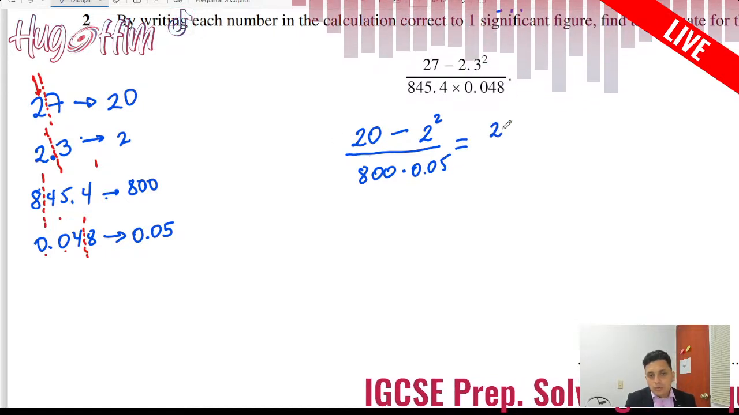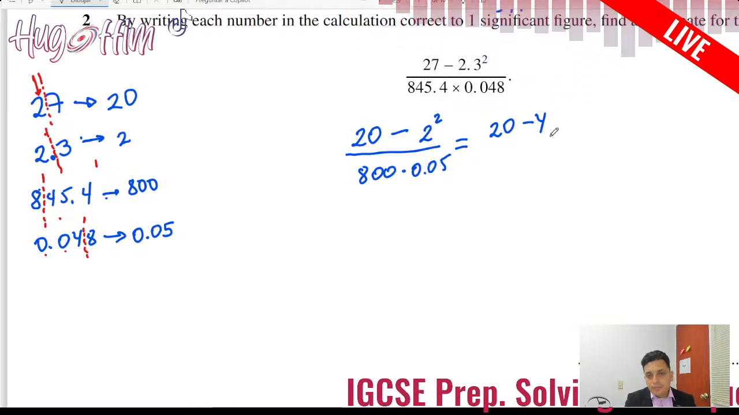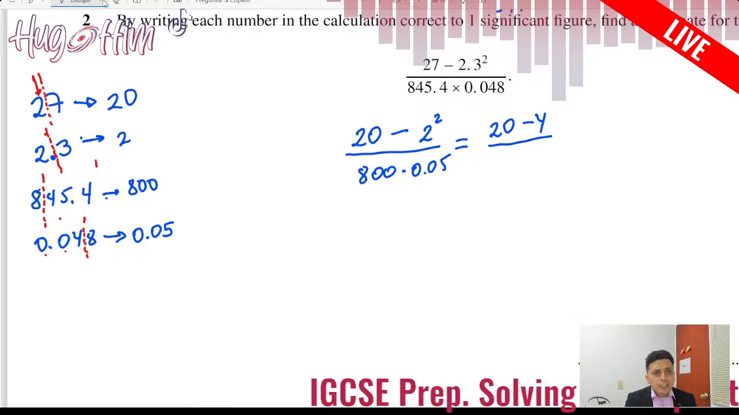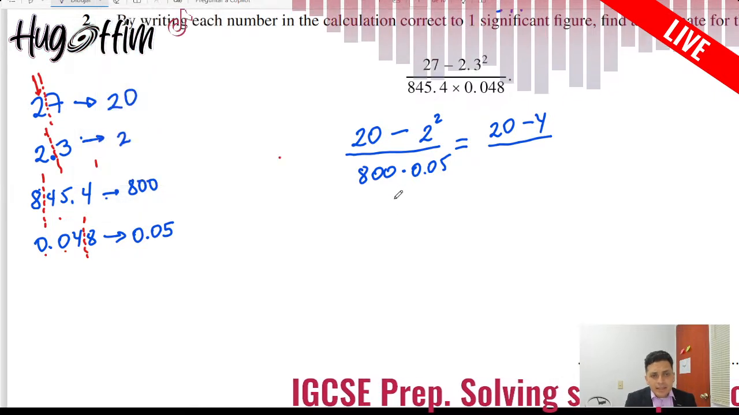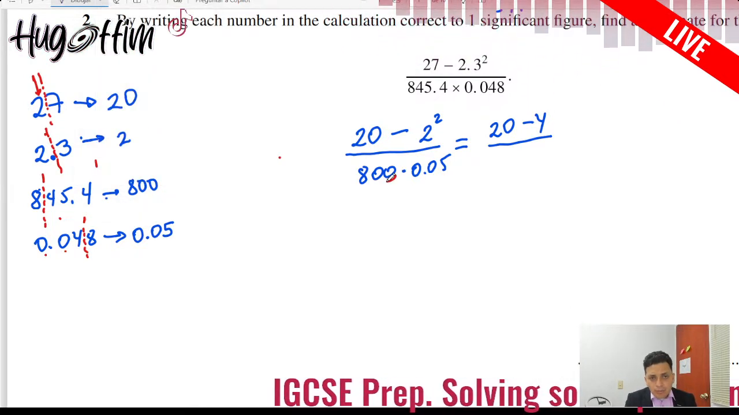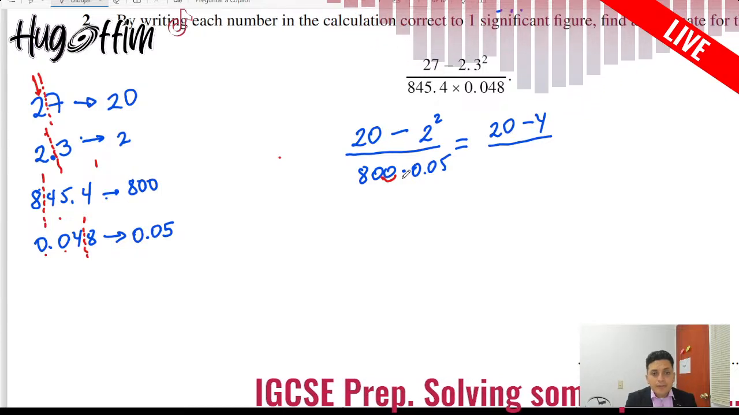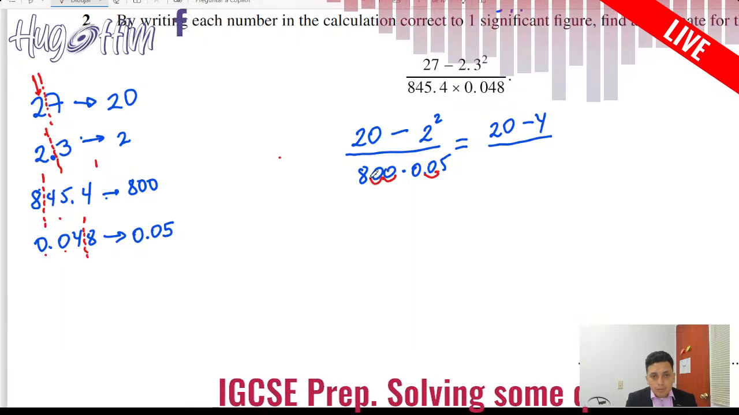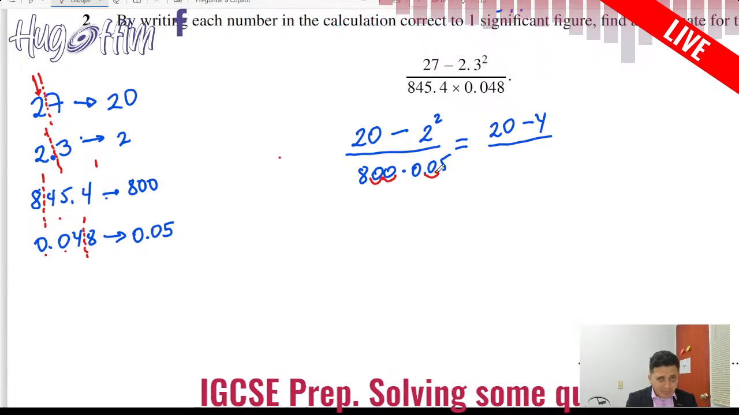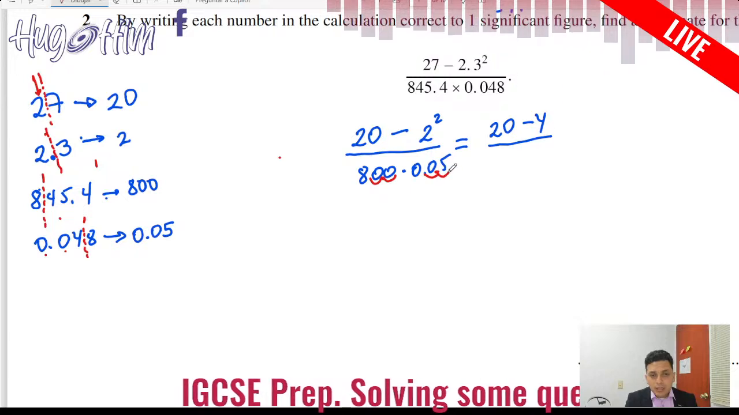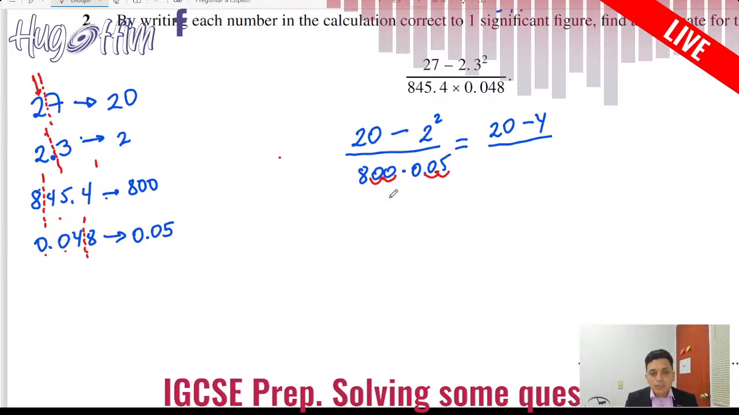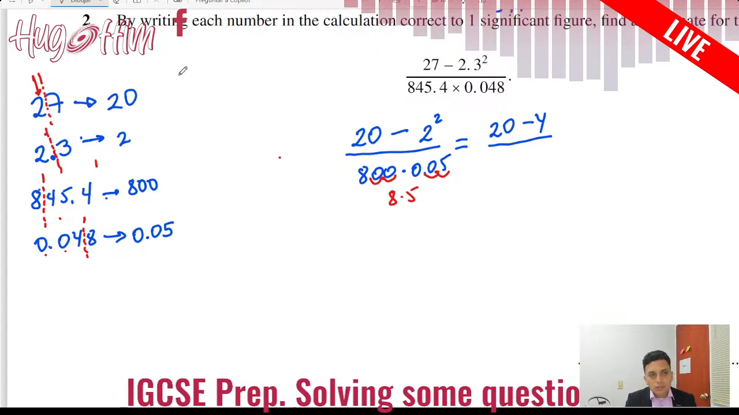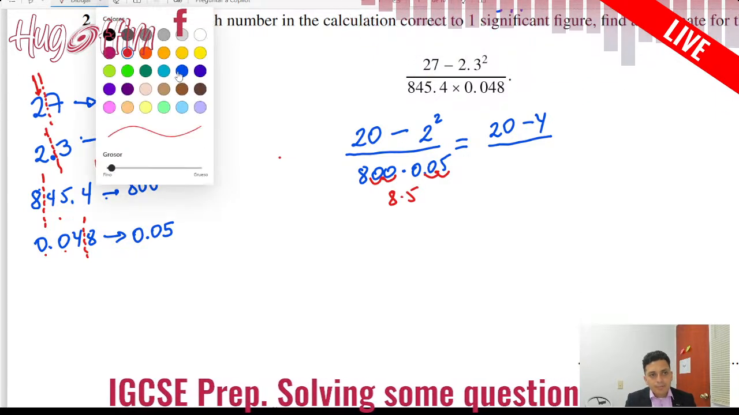So this is just 20 minus 4 over, and observe that in this multiplication you can apply this idea: if you move the decimal to the left in one number, you can move the decimal to the right in the other number. So if I move two decimals to the left, I can move the other number two to the right. So this is kind of the same as 8 times 5. So it's going to be 40.